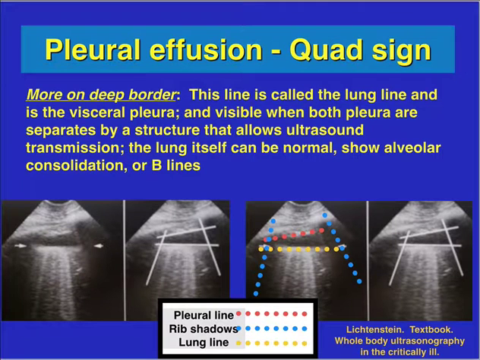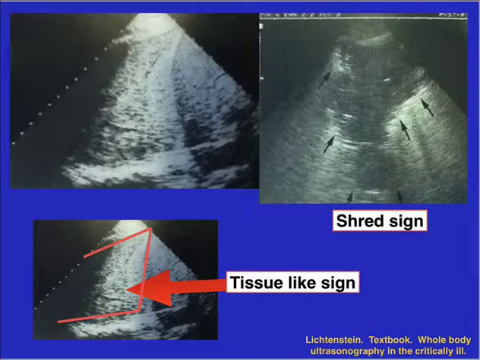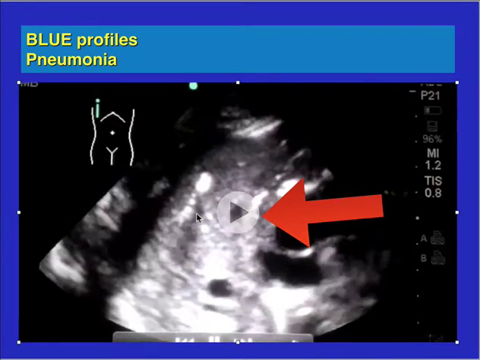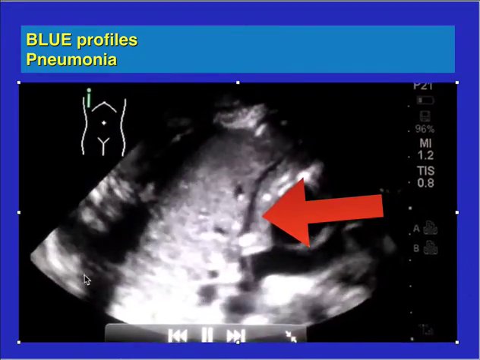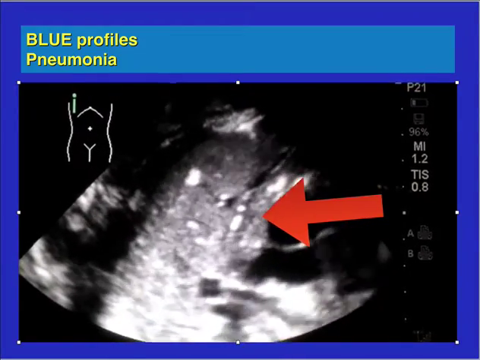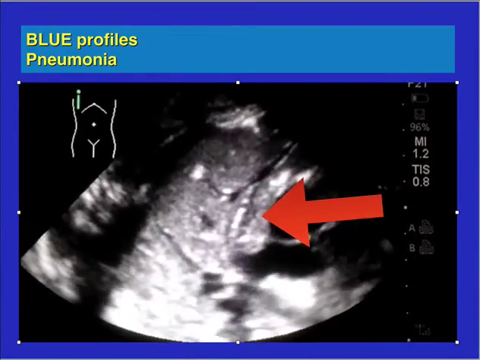Just a quick review for pleural effusion. Remember, pleural effusions in the posterior and/or axillary region will show up as a positive quad sign, in which you have fluid between the lung, the chest wall, and the 2 rib shadows. For pneumonia, you're looking for shred signs, tissue-like signs with air bronchograms inside. Here's a picture of some linear and punctate air bronchograms. And here's an image of a pneumonia with dynamic air bronchograms. And again, these are all in the individual lectures also.